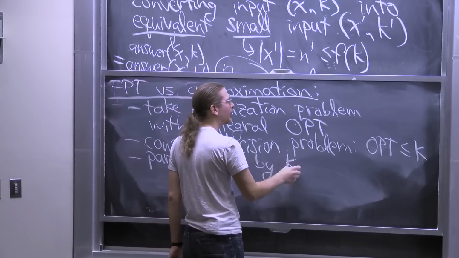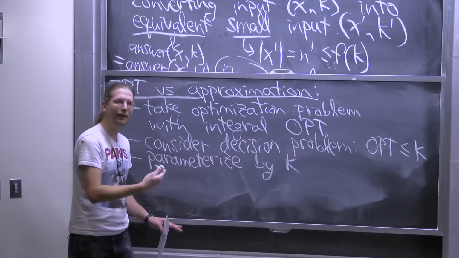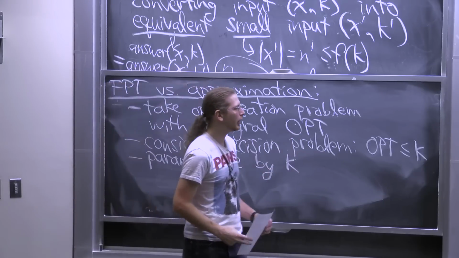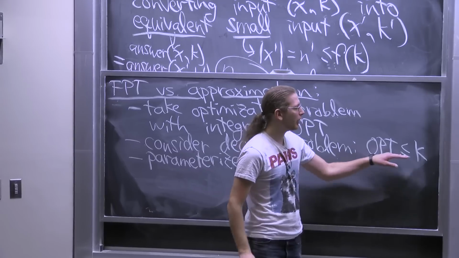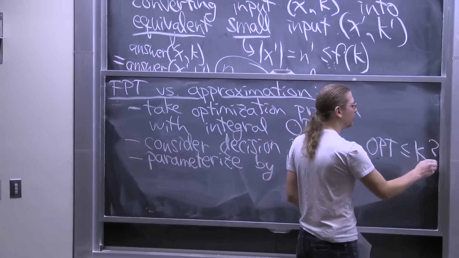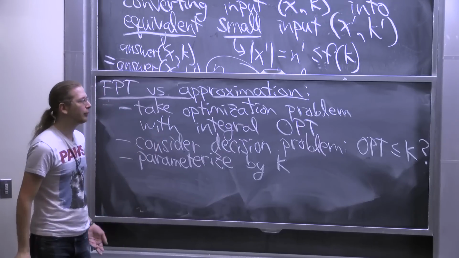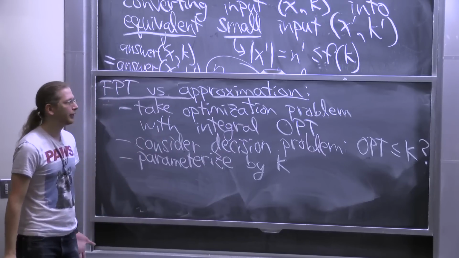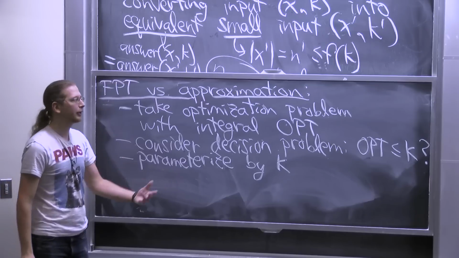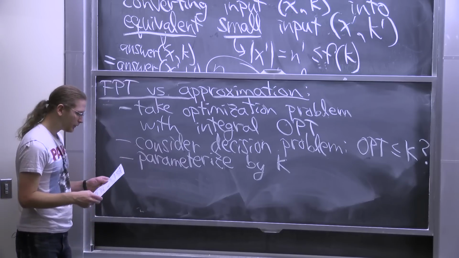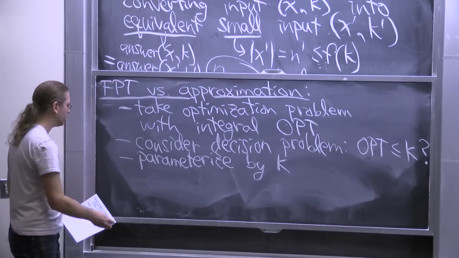In some sense, we're parameterizing by opt, but we're adding a layer of indirection. We're saying, well, opt, we want to decide whether opt is less than or equal to k, question mark. And let's parameterize by k. That's similar flavor to what we had with vertex cover, if you're thinking of if we started with minimum vertex cover and converted it. Cool. Here's the theorem.